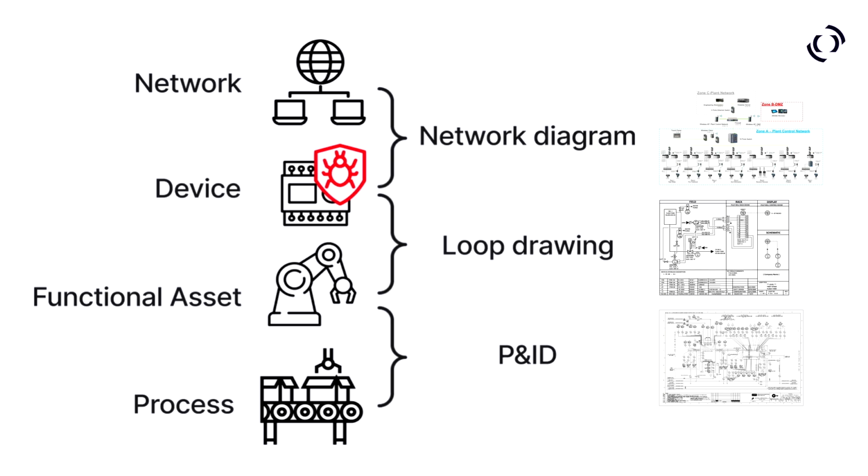The types of diagrams that we are looking at specifically are network diagrams, which cover both the network and device level. Something called the loop drawing, which is basically taking the information of what digital devices are controlling specific pieces of hardware. And then P&IDs, or piping and instrumentation diagrams, are for mapping functional assets to the process level, to see if I have this valve that can be controlled, where is that in my factory or my ship? How important is it really?